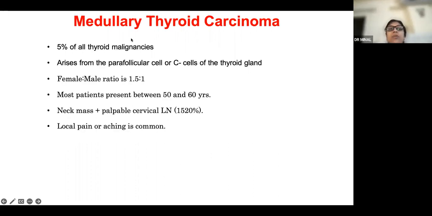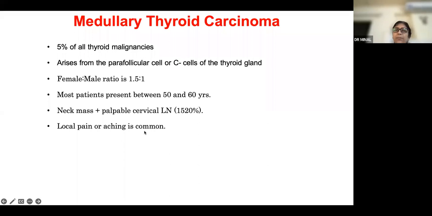Medullary thyroid carcinomas, you will find that very rarely they are the parafollicular variants, as we know. 5% of the thyroid malignancies are medullary thyroid carcinomas. They arise from the C cells or the parafollicular cells. Again, women are more commonly affected, 1.5:1. Presenting age will be 50 to 60 years. They will present with a neck mass with lymphadenopathy, and there is some local pain or aching.